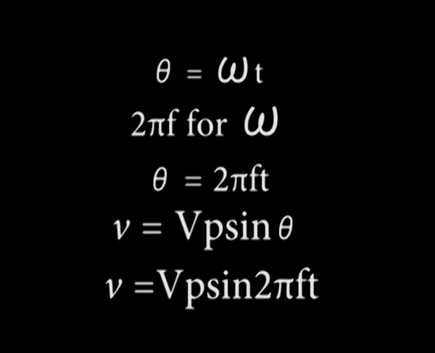With this relationship between angle and time, the equation for the instantaneous value of a sinusoidal voltage, V is equal to V peak sin theta, can be written as V is equal to V peak sin 2 pi f t. You can calculate the instantaneous value at any point in time along the sine wave curve if you know the frequency and peak value. The unit of 2 pi f t is the radian, so your calculator must be in the radian mode.